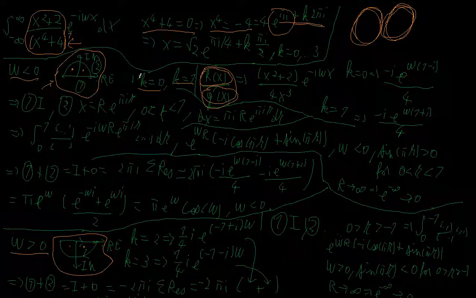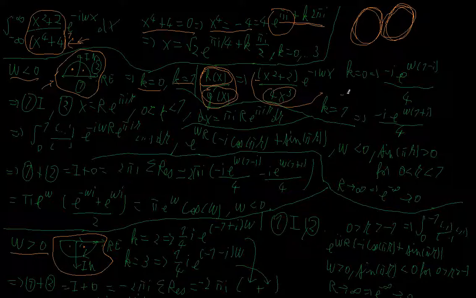So if I simply take the derivative of the denominator, I get the following. On top, nothing has changed. I still have x squared plus 2 times e to the minus i omega x. But in the denominator, the derivative of x to the fourth plus 4, well, 4 is a constant, so it is 0, but x to the fourth gives 4x to the third power.